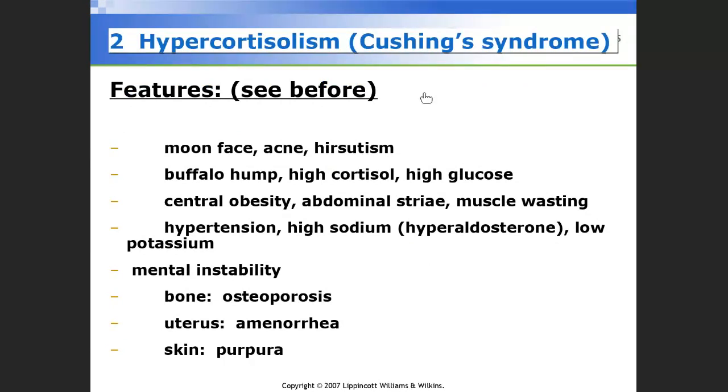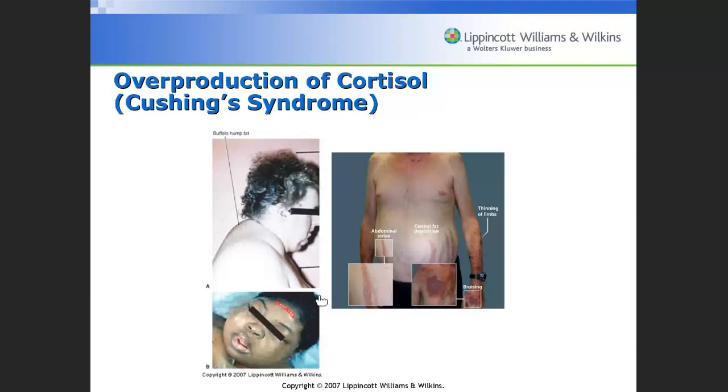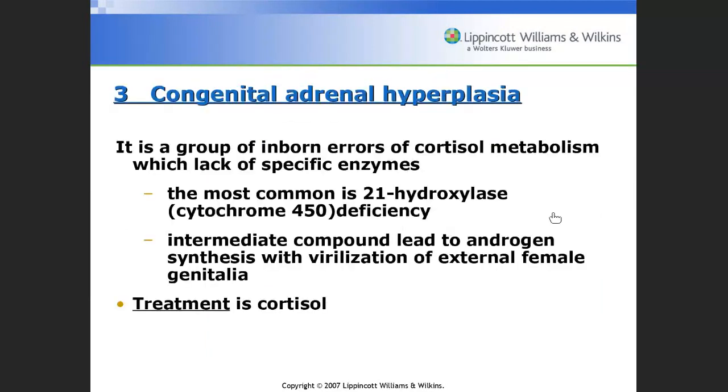Hypercortisolism or Cushing syndrome, we talked about already: moon face, buffalo hump, central obesity, and amenorrhea, if you will. These are all signs that are often seen in this person as well as here. Okay, let's do a couple more, and actually I might finish this in 8 minutes.